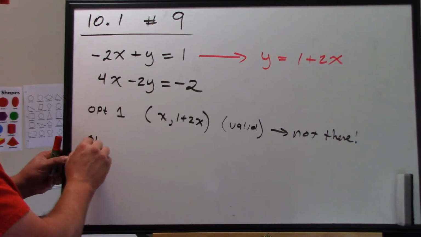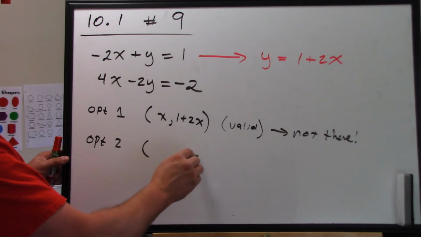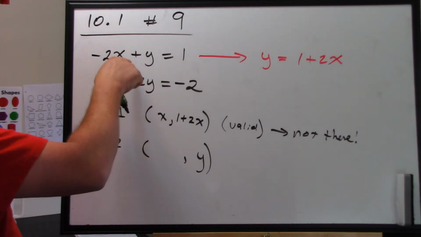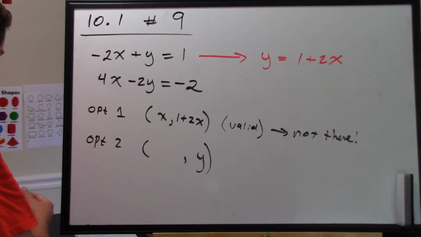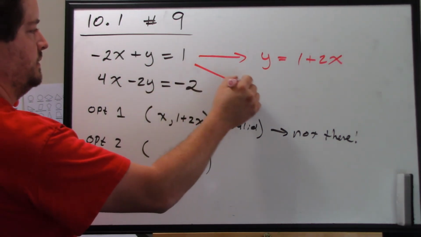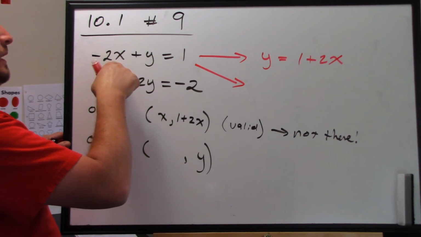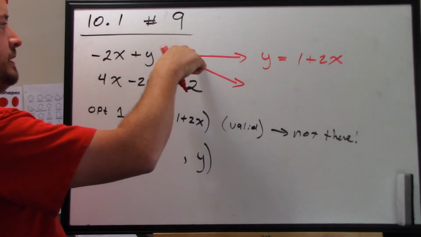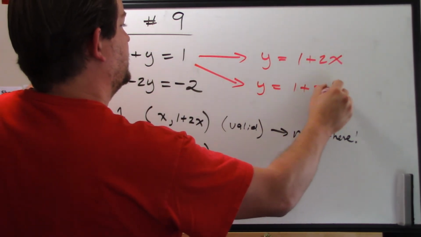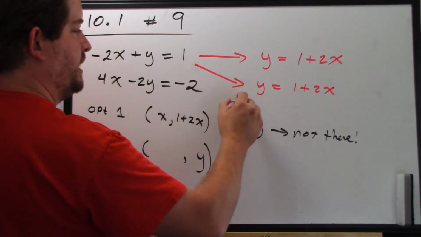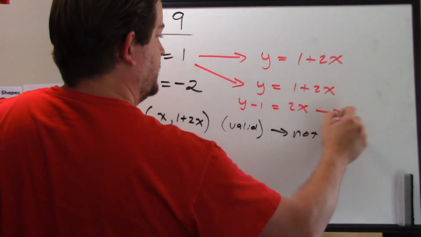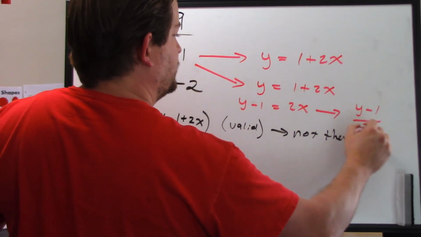Option 2 is to let y be the free variable, and then x is a function of y, and so that means I just simply have to solve one of these for x. I think I can do that pretty quickly. To solve for x here, I'm going to actually bring the 2x over, right? So it becomes y equals 1 plus 2x. And I'm going to do that so that I can subtract 1, so I get y minus 1 is equal to 2x, and then divide by 2. And so I have y minus 1 all over 2 is equal to x.